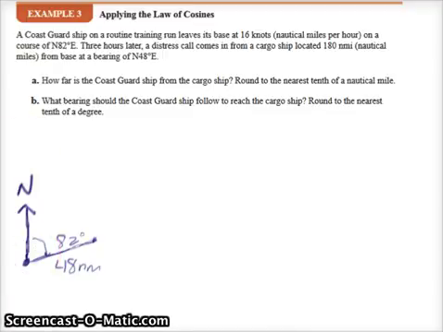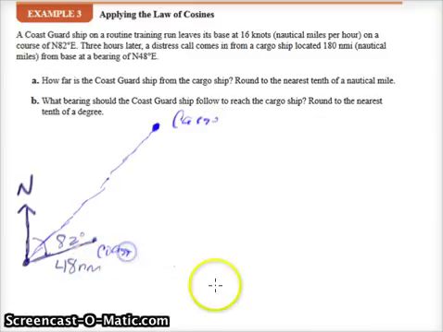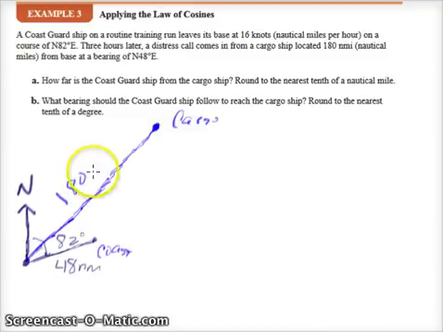So let's find a 48 degrees. That's kind of like half that. So we're going to go 1, 2, 3, and a little bit. Okay, so this right here is my cargo ship. And this is my Coast Guard ship. Okay, so now this length is 180 nautical miles.